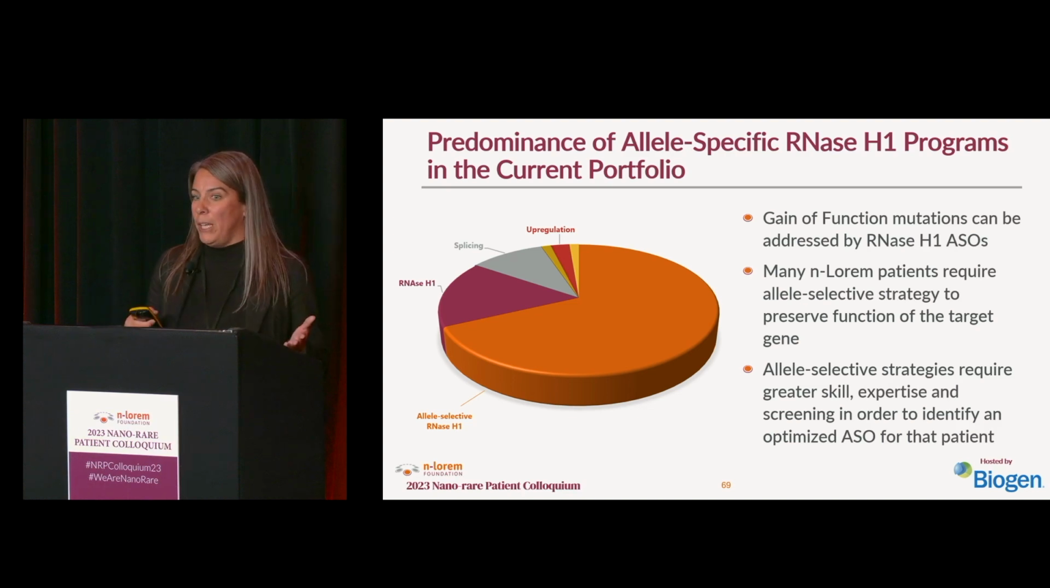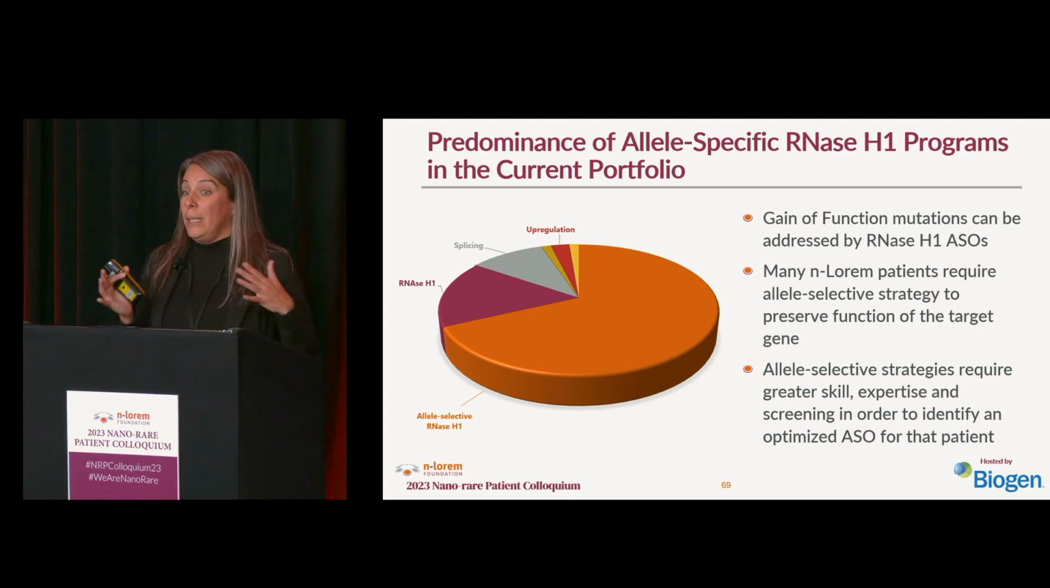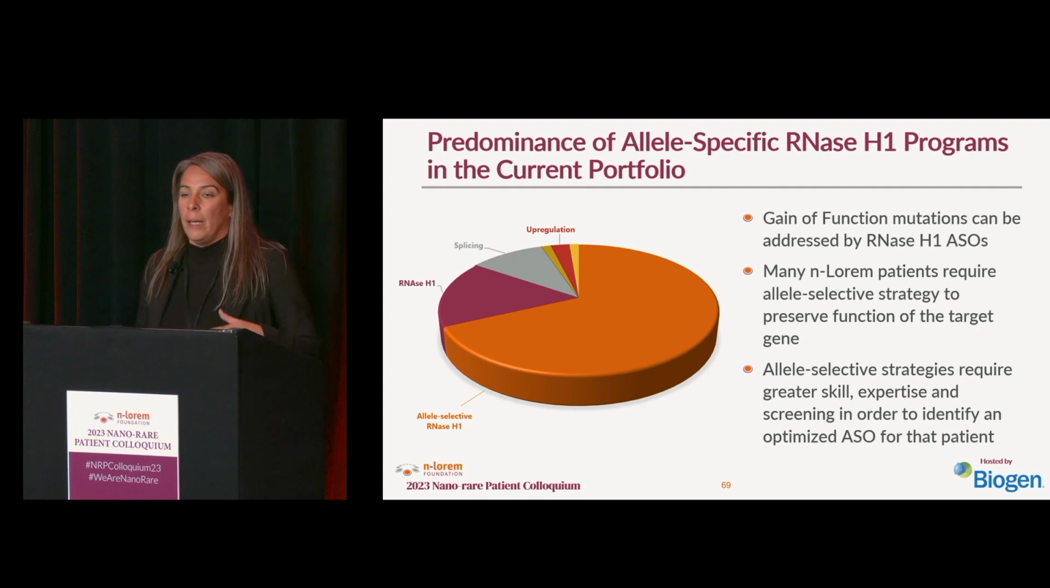Many of our patients will require an allele selective strategy. And so Stan talked about that this morning. And we need to use this approach when the function of a gene is essential to the cell. And so we need to be able to knock down the bad copy while maintaining the good copy. And as you can imagine, it's a lot more difficult to come up with an ASO that will have this level of selectivity for basically a difference in sequence that is only one base. And so I'll cover that in more details later in my talk.